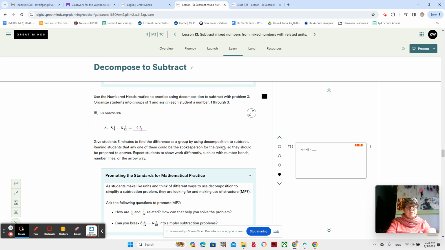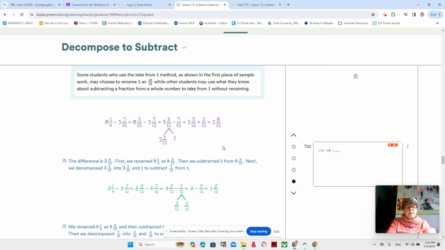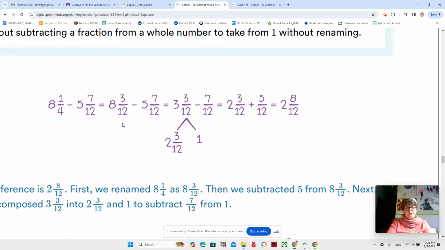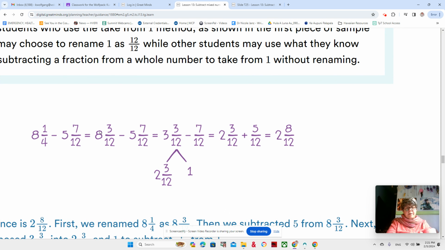All right, so 8 1/4 minus 5 7/12. Make them both into twelfths, right? Just like we did on our last picture. And now we have 8 minus 5 is 3.